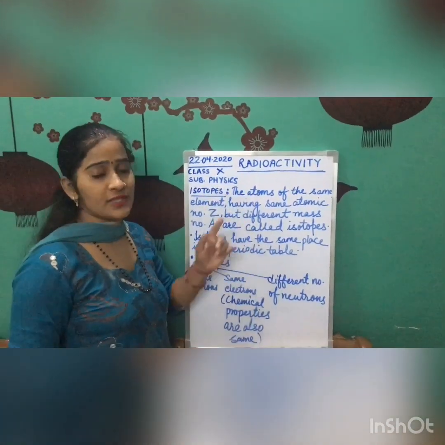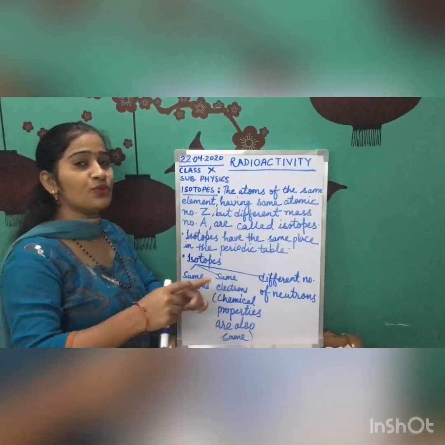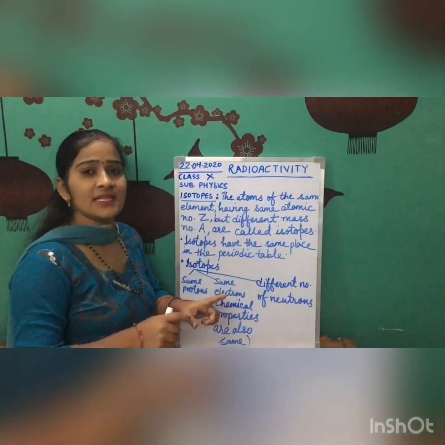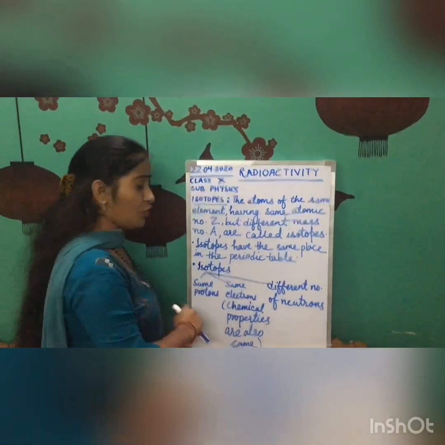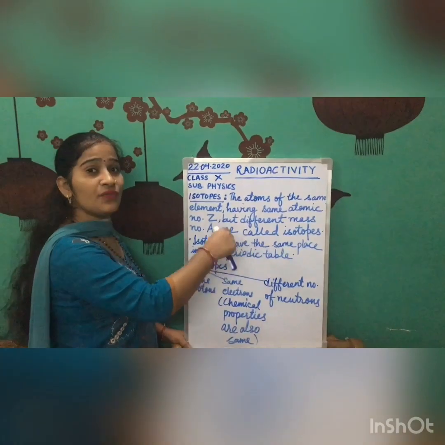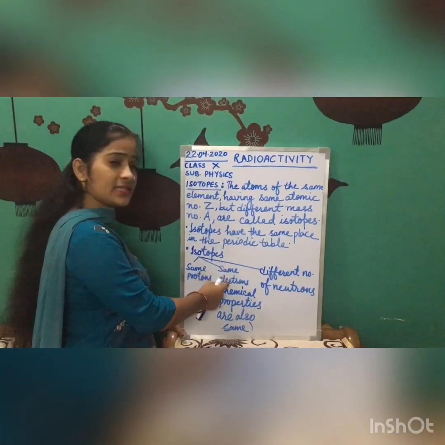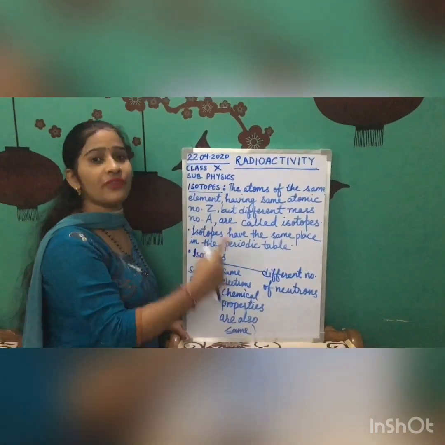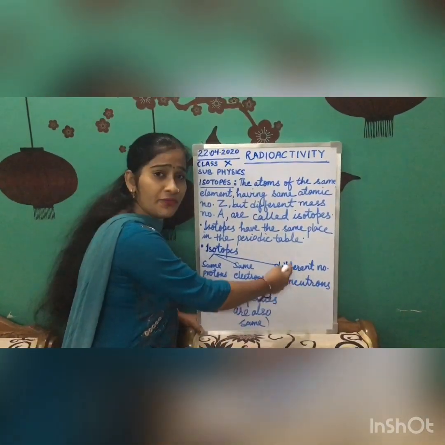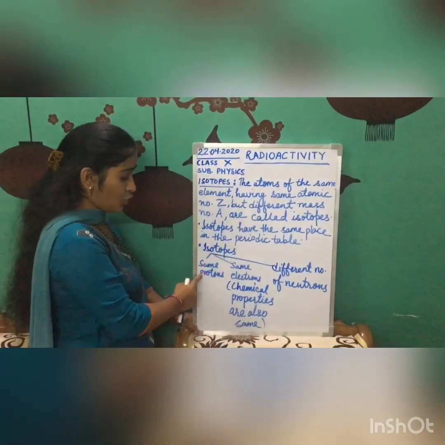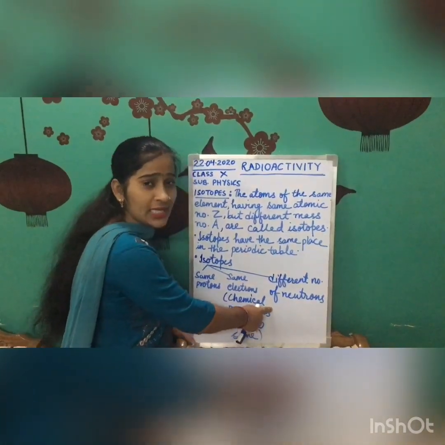The atoms of the same element which have the same atomic number but different mass number, that means the number of neutrons is different in these atoms of the same element. Same atomic number but different mass number are called isotopes. From this definition we can conclude that they have the same protons. If they have the same protons, they have the same electrons as well. But they have different mass number. If different mass number, what does that mean? Protons are the same, so only the neutrons are different in these isotopes. That means in isotopes, same protons, same electrons, but a different number of neutrons.